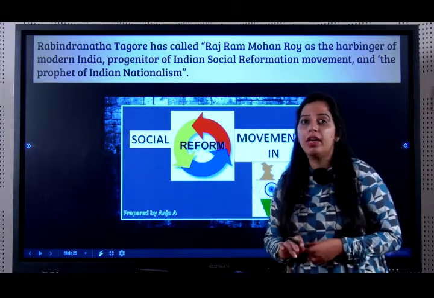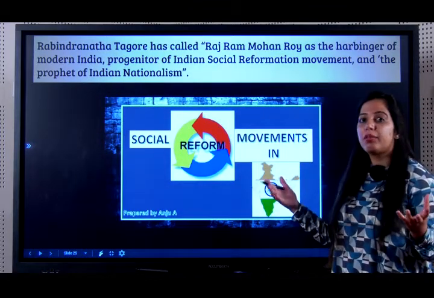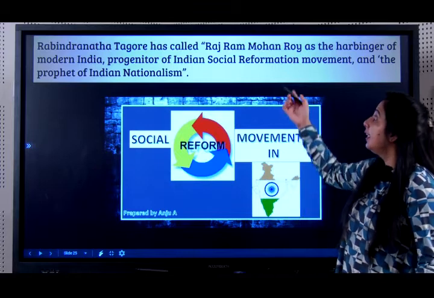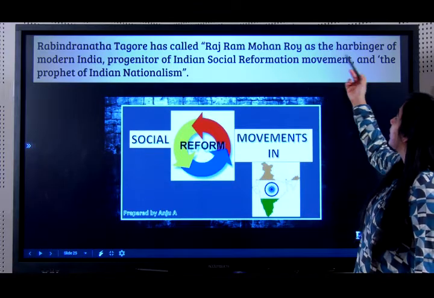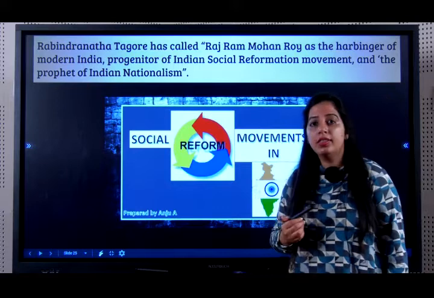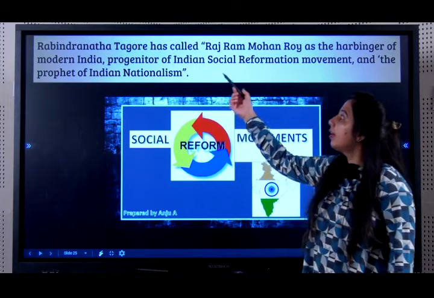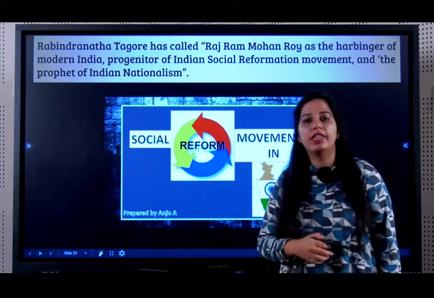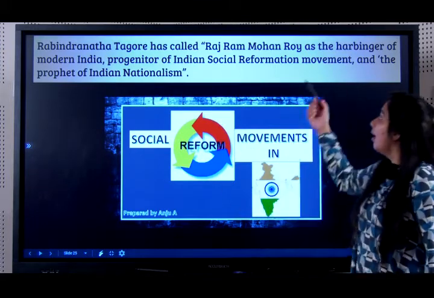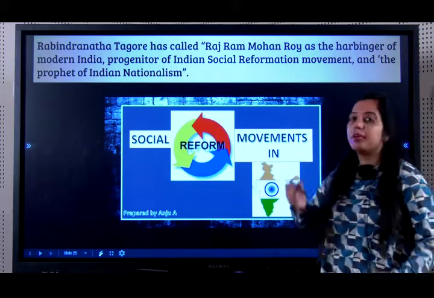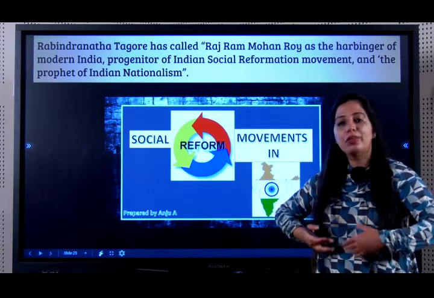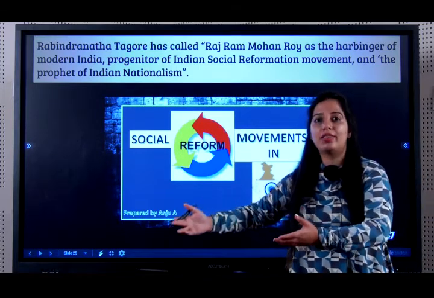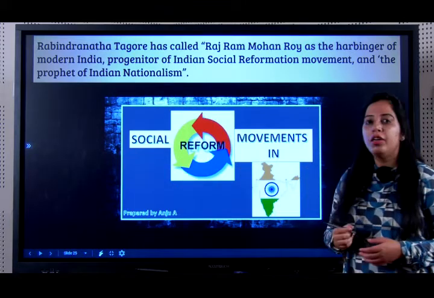Rabindranath Tagore has also said something about Raja Ram Mohan Roy. What did he say? He said, Raja Ram Mohan Roy is the harbinger of modern India, progenitor of Indian social reformation movement and the prophet of Indian nationalism. What is the meaning of harbinger? The person who has taken us towards modern India.